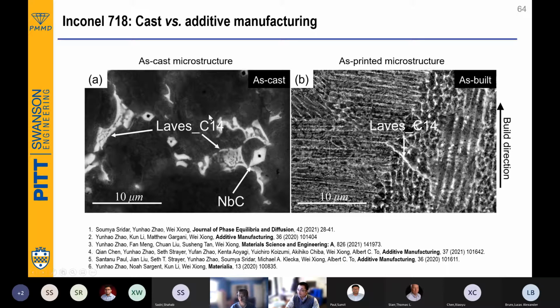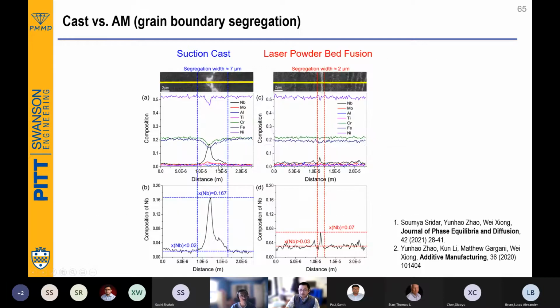As you can see, we have suction casting. We use an arc melter to prepare the sample and compare it with the as-printed microstructure from powder bed fusion. You can see the Laves phase geometry is different. The morphology is different. The distribution is different. And if you check under EDS, the segregation along the Laves phase and along the grain boundaries is also different. Suction cast has much more pronounced concentration.